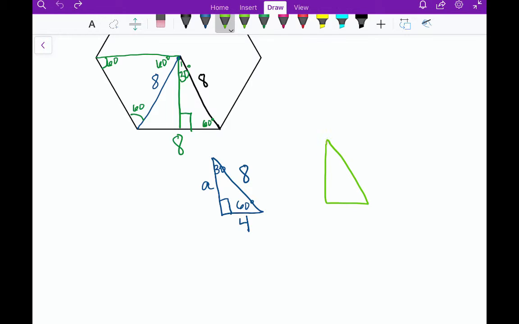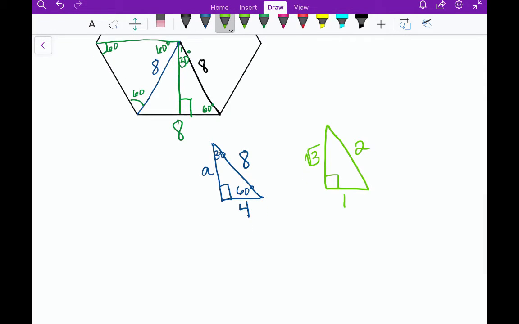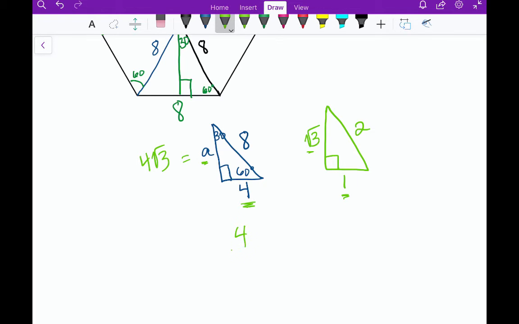So just as a reminder, we're going to look at the ratios of a 30, 60, 90 degree triangle. It is 1, the hypotenuse is 2, and the other leg is square root of 3. So we're going to write our ratios. You can see the 1 to 2 ratio with the 4 and the 8. So if this is corresponding to the 1, and then the a corresponds to square root of 3, that means that a is equal to 4 square root of 3. And if I were to set up a proportion, that would look like 4 over 1 equals a over square root of 3, cross multiply, 4 square root of 3 equals a. So that's how you find the apothem.